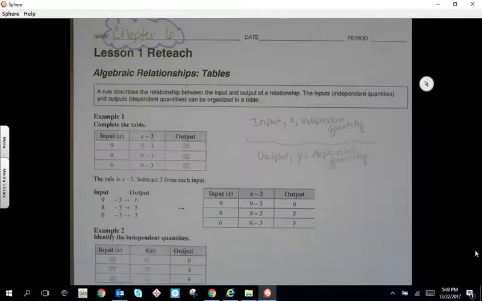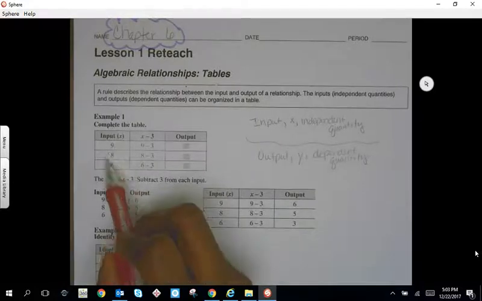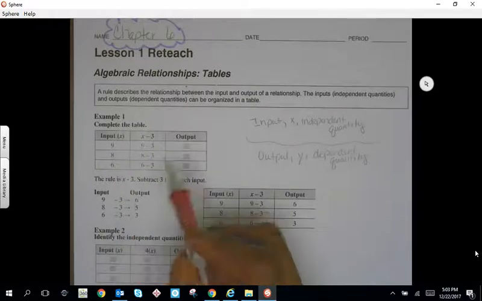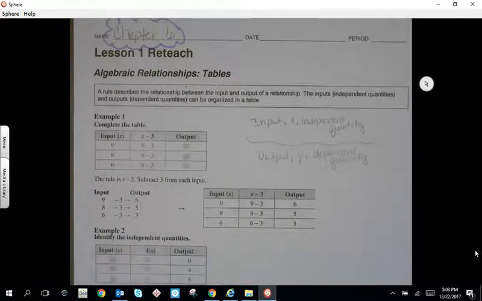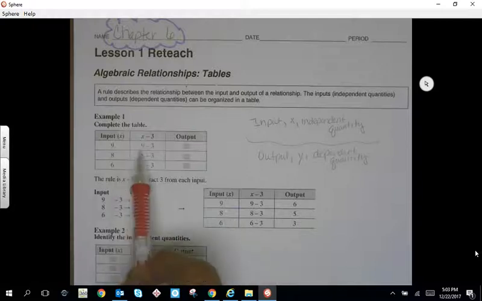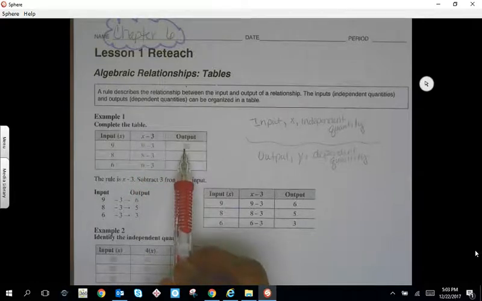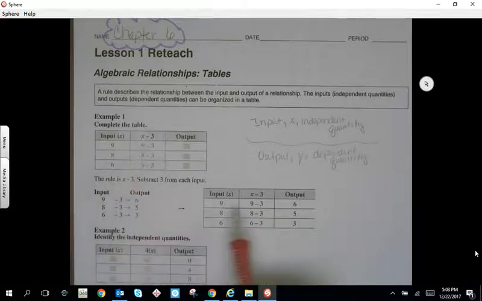So basically what's happening is we have our inputs, and then we have an expression to try to figure out what is our output. So if you look at this example right here, it gives us the input. This is what the rule is. It's X minus 3, and then I'm going to get some answer. Well, if X is 9, 9 take away 3 is 6. If X is 8, 8 take away 3 is 5. If X is 6, 6 take away 3 is 6.